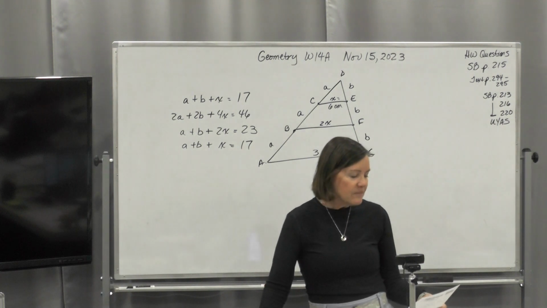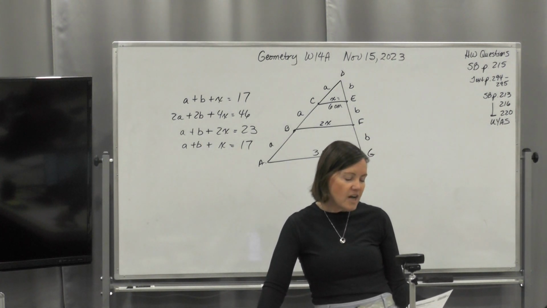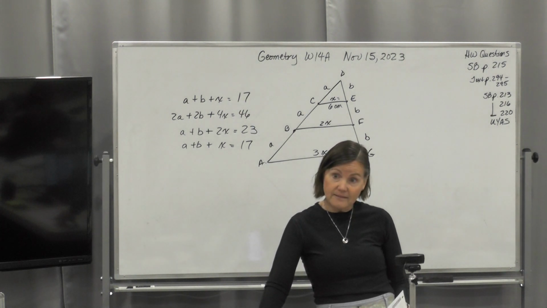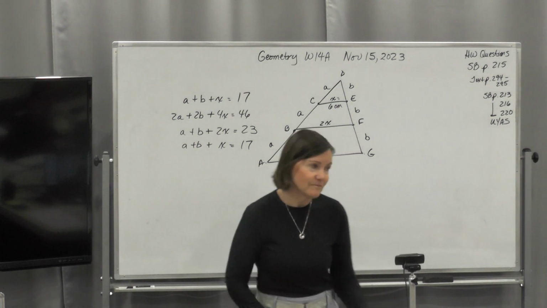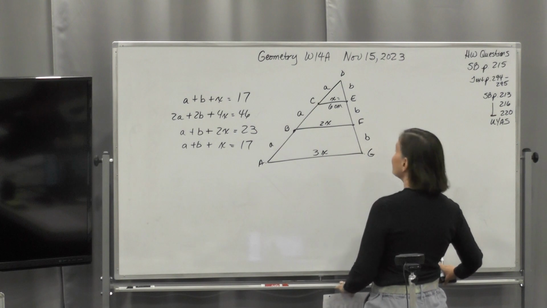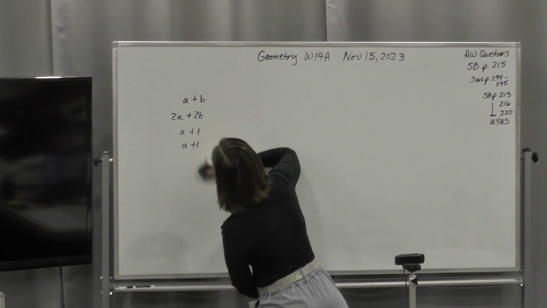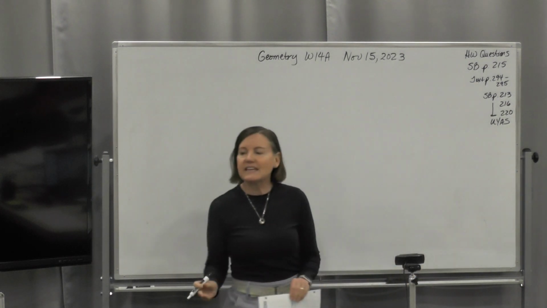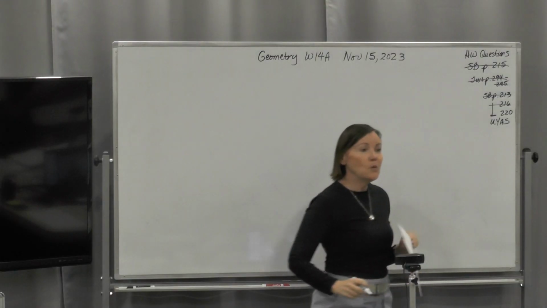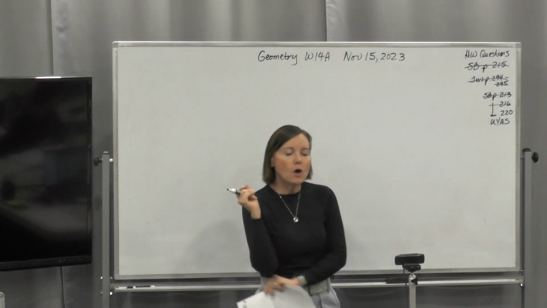The measure of an interior angle on a regular octagon is... There are 2 ways to go about this. There's an easy way and there's a much more involved way. What's the easy way? Does anybody remember? We're going in order and it's on the board. Let me remind you.